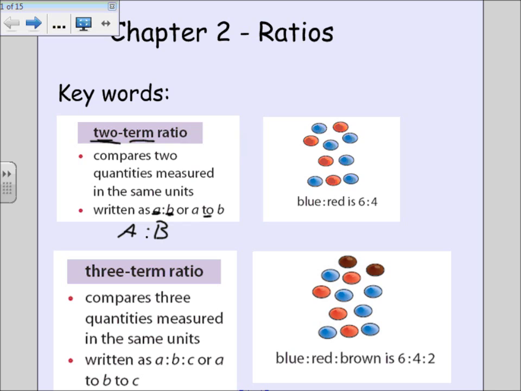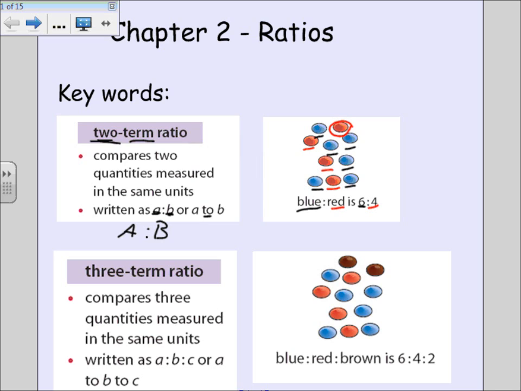So in the example here, we've got blue: 1, 2, 3, 4, 5, 6. That's why you write 6 right there. Blue is 6. Then you look at red. We've got 1, 2, 3, 4. We write 4 reds right there.